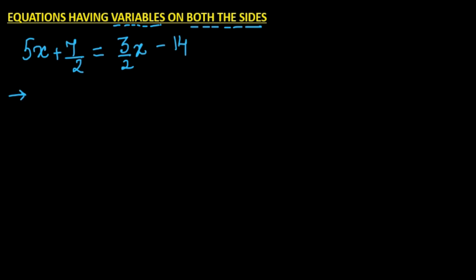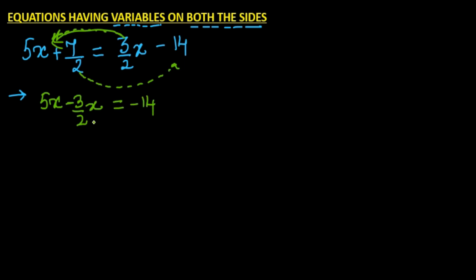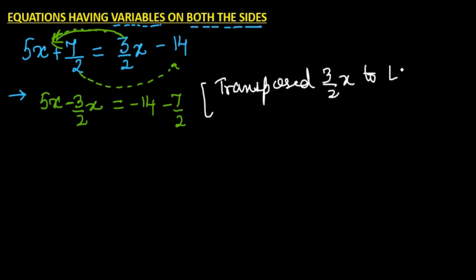Our first step is to transpose all the constants to one side and all the like terms with the same variable to the other side. So when 3 by 2x is transposed to the left hand side, the sign changes and it becomes negative 3 by 2x. And when positive 7 by 2 is transposed to the right hand side, it becomes a negative 7 by 2. So what have we done here? We have transposed 3 by 2x to LHS and 7 by 2 to RHS.